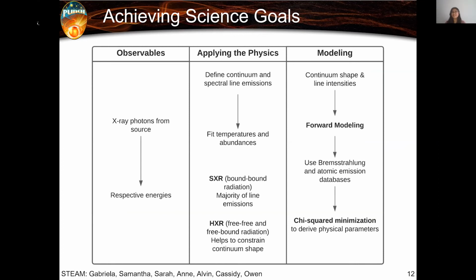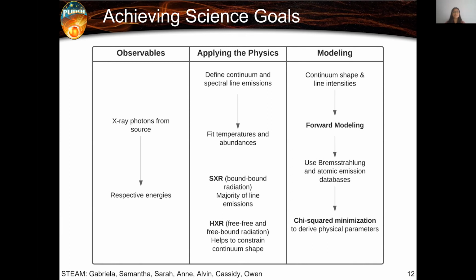So here's a little image of how we plan to achieve our science goals, as well as how we plan to process our data. One of our goals is to measure the temperature and elemental abundances in solar flares by observing X-ray photons and measuring their respective energies. Then we would take that information and model our observations with the appropriate physics.